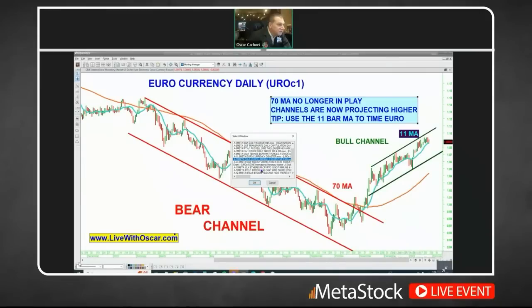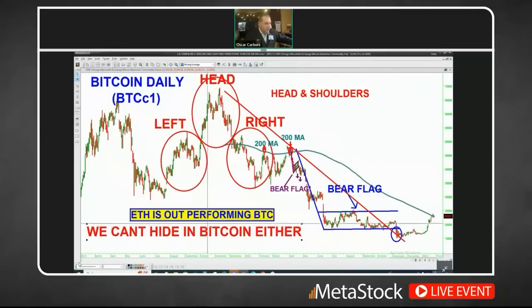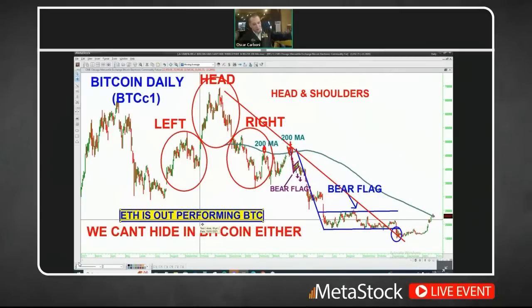Let's go to Bitcoin. Okay. When we looked at Bitcoin last, it just looked terrible. This is the exact chart that we looked at with all the crap that we found together on it. Big head and shoulders, big resistance line, red, below the 200, a bear flag, another bear flag, just terrible. You can't hide in Bitcoin or Ethereum was what our thoughts were when we looked at this chart last. Just looked terrible.